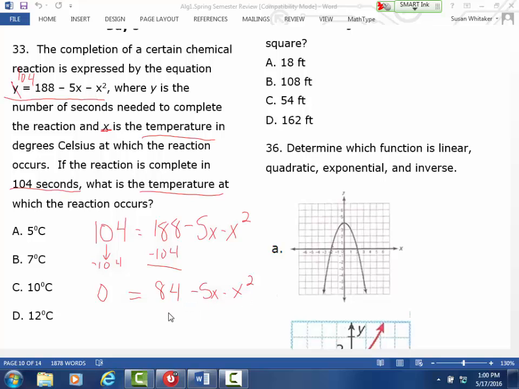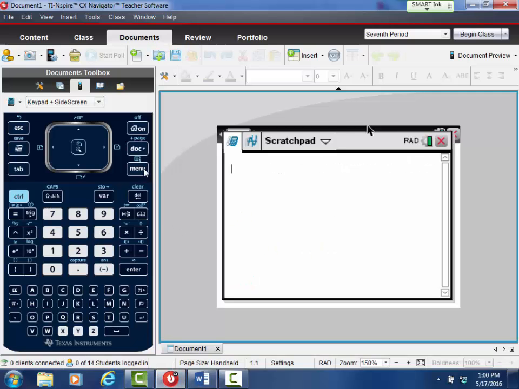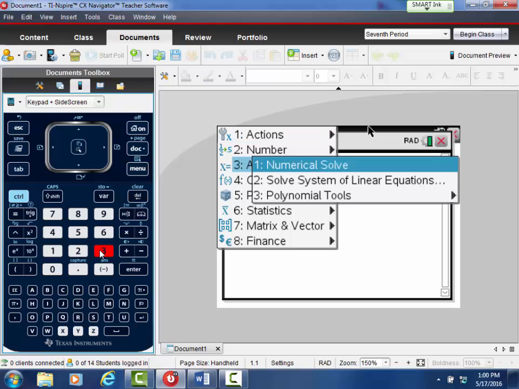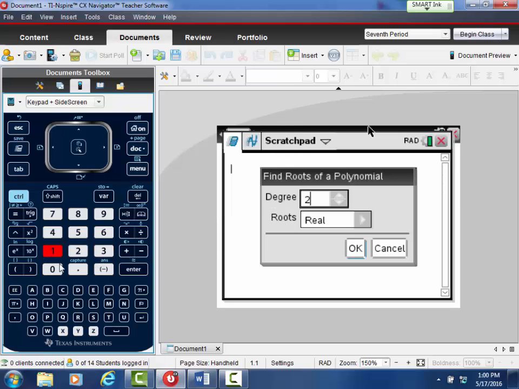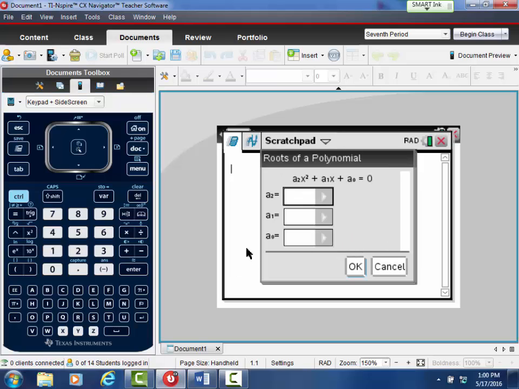We could factor it, we could use the quadratic formula, or we have the option with our Inspire calculators to use the menu algebra, which is 3, and then use 3 for polynomial tools and 1 for real roots, because these are real numbers. Okay. All right, so if we do that on our calculator, we use menu, 3 for algebra, 3 for polynomial tools, and 1 for finding the roots. Okay, it comes up degree 2. Yes, that's our exponent is 2. Real, yes, that's what we care about, real numbers. Okay, so then we put in our numbers.